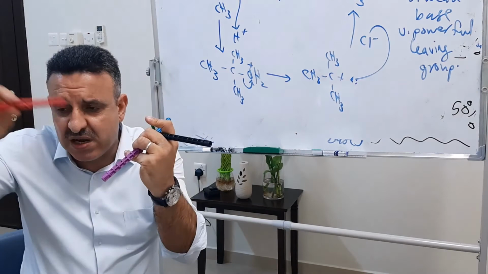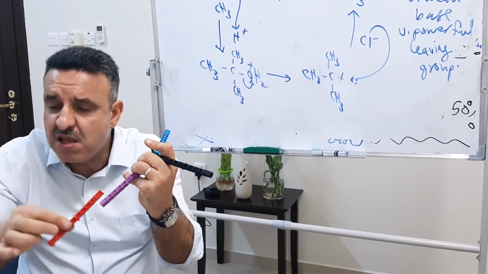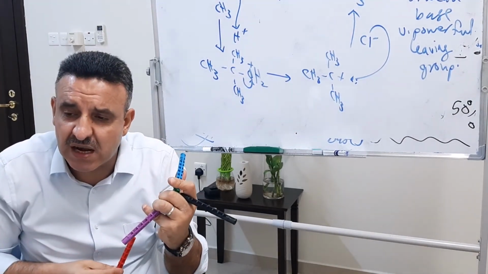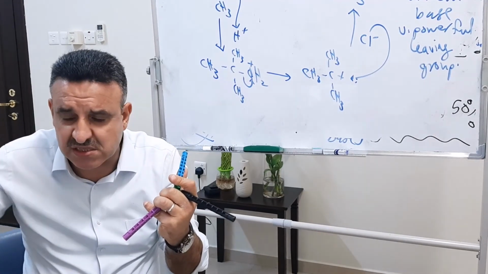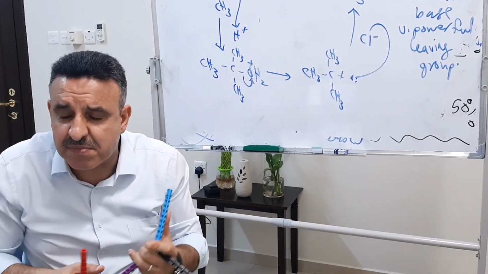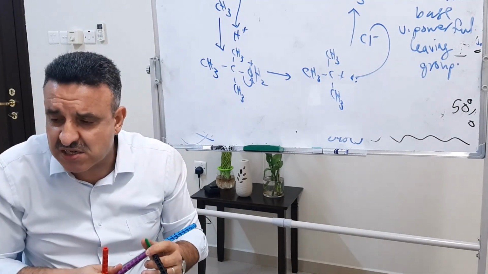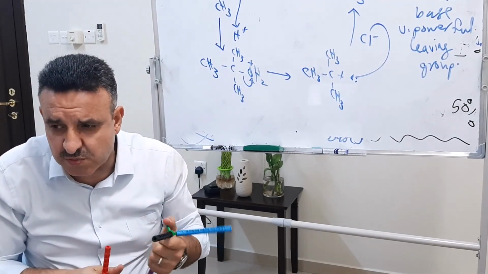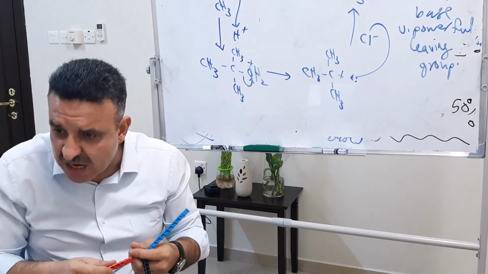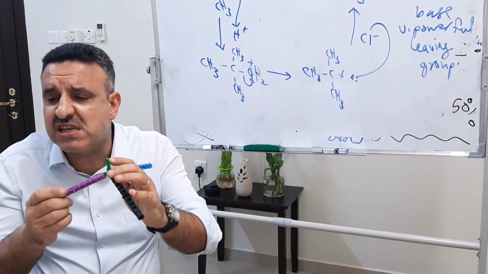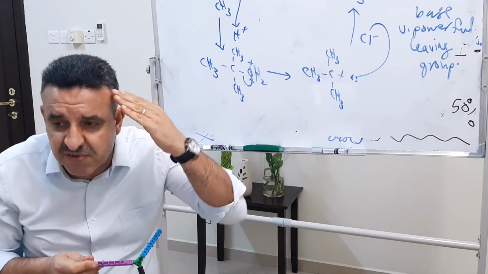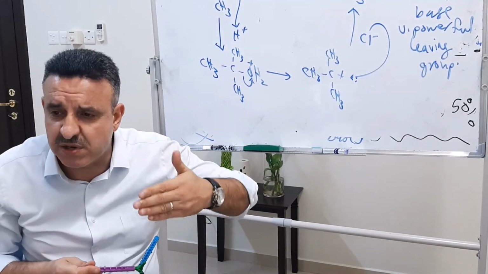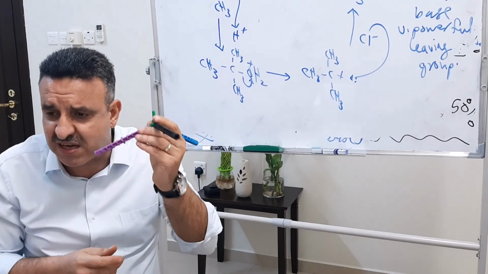Each attack will give, if you have a stereocenter, a different absolute configuration. So you will get R and S at the same time. Therefore, the SN1 reaction mechanism always occurs with what we call racemization. Another aspect: since the SN1 reaction mechanism involves the formation of the carbocation, definitely the rate of the reaction will depend on the stability of the carbocation.